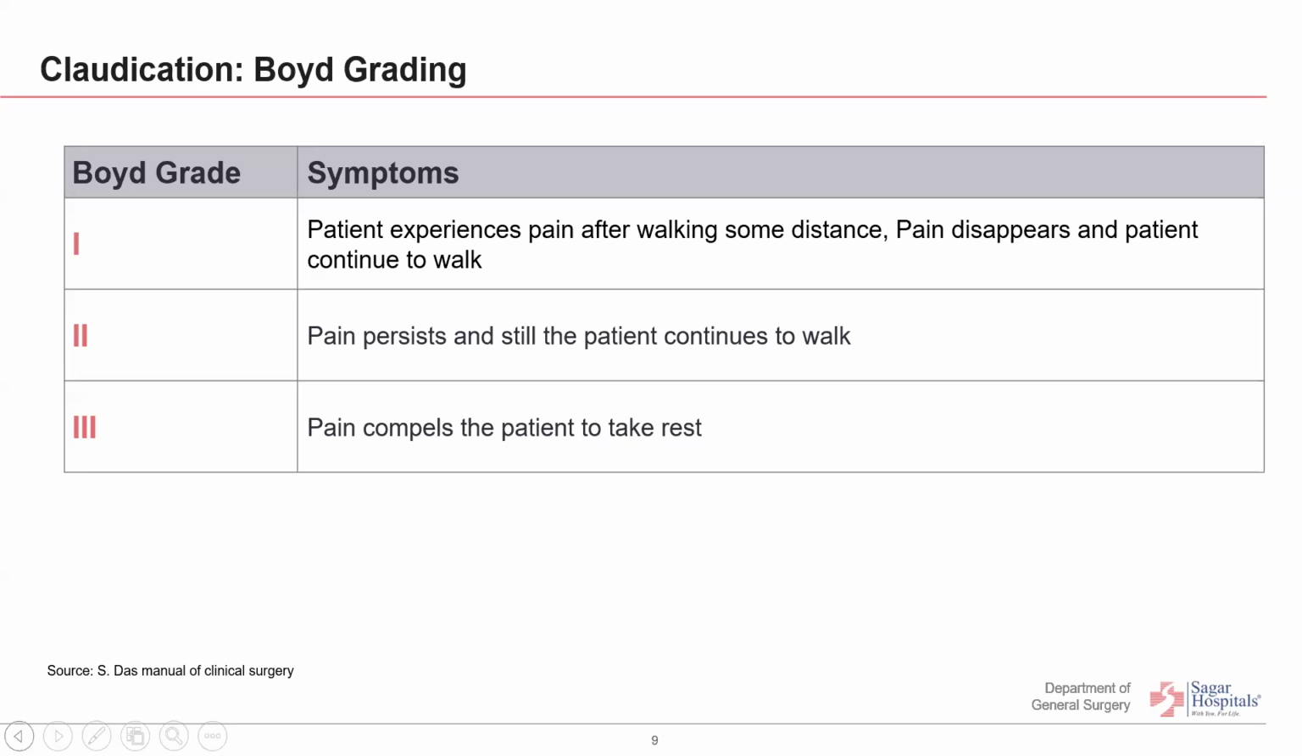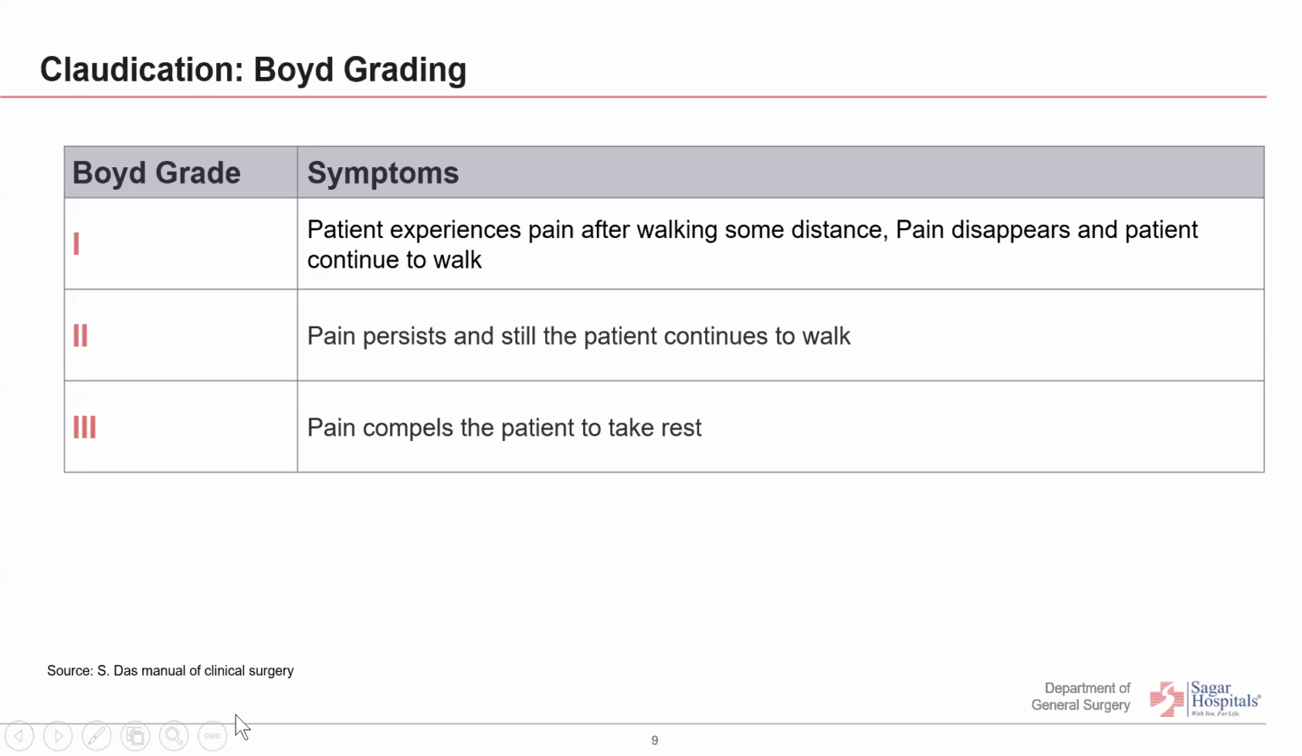So when we talk about claudication, we have Boyd's grading. Boyd's grade 1 is when the patient experiences pain after walking some distance. The pain disappears and the patient continues to walk. So this is something like a very initial stage of the disease. So this is Boyd's grade 1.